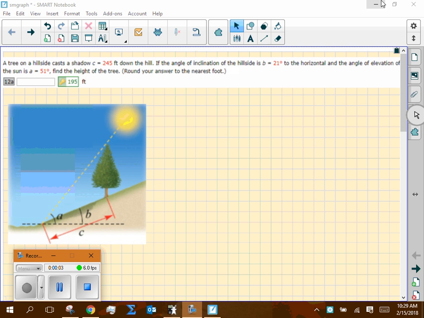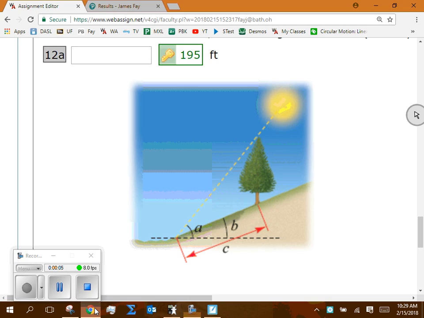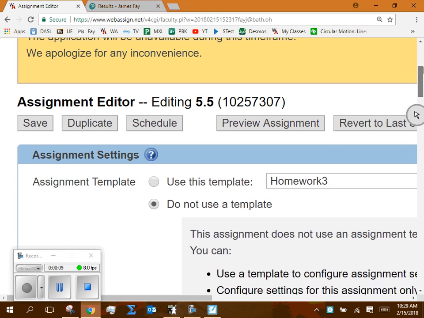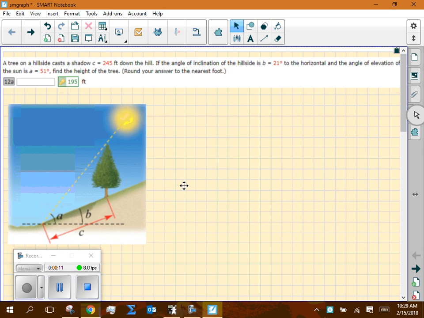Question 12 from section 5.5, I think. Yeah, section 5.5 something. A lot of stuff going on here in regards to being able to address the law of sines.